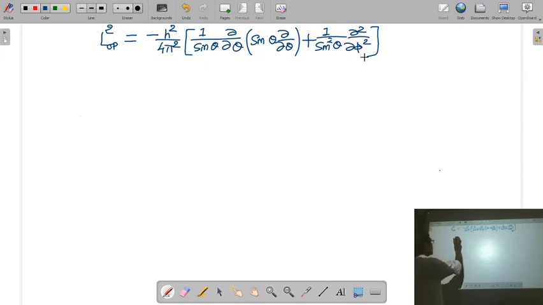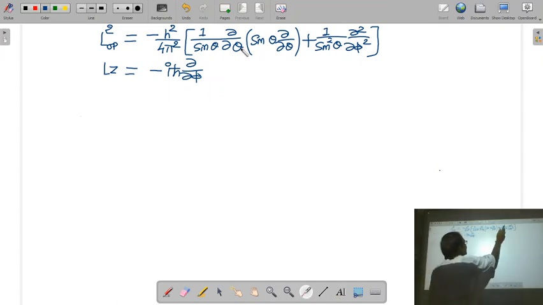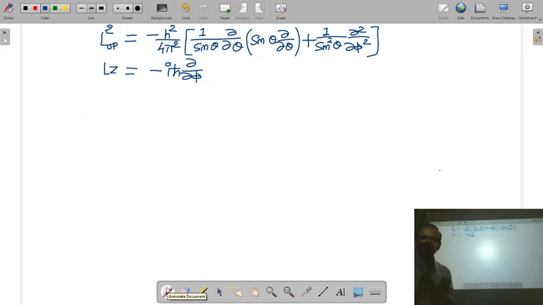Similarly, the operator for Lz, the z component of angular momentum, is minus i h cross d by d phi. What is the difference? The quantum mechanical operator for L square depends on two coordinates, theta and phi, while the operator for Lz depends only on the phi coordinate. It does not depend on the theta coordinate. Now I have given the equations of the L square operator and the Lz operator.